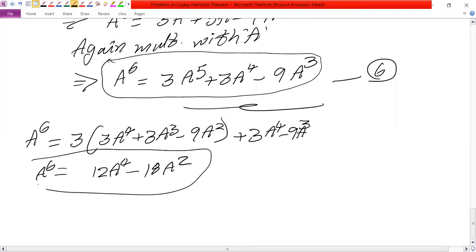Now, what is A power 4 value? 12, what is A power 4? From equation number 4, check it out. 3A cube plus 3A square minus 9A, I think.